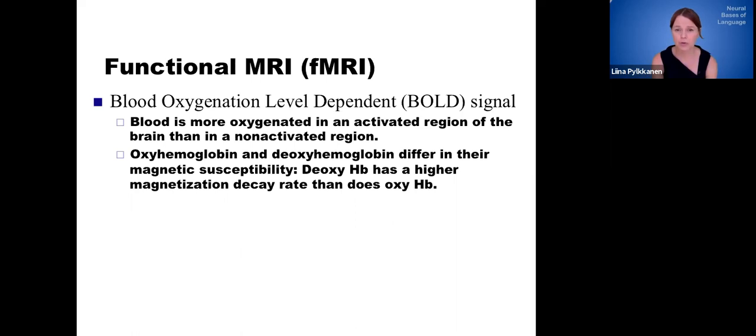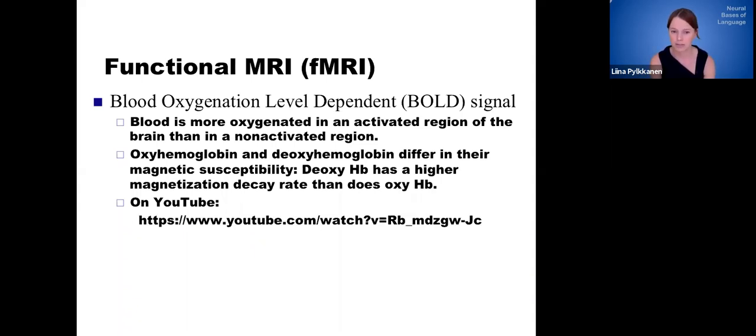oxygen is attached to your hemoglobin. And when your hemoglobin is oxygenated, its magnetic properties are different from when it is not oxygenated or when it has less oxygen in it. So deoxyhemoglobin has a higher magnetization decay rate than oxygenated hemoglobin. And that is the fundamental property that fMRI is able to take advantage of and give us an image of where the brain is likely to be more active because of this higher demand for oxygen.